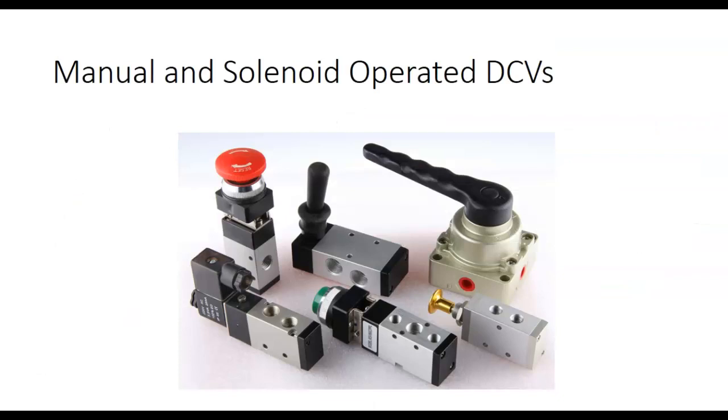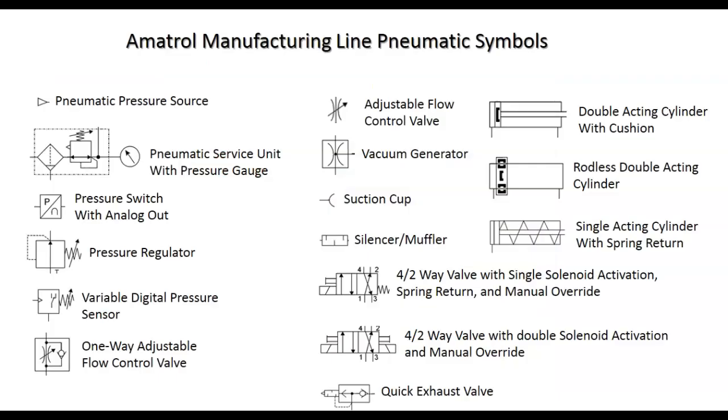So let's see. So these are some valves. Unfortunately, all I've got is one solenoid control valve. All the rest of them are manually controlled valves. Our e-stop is a little different. So they've got an actual e-stop up there. So this is our manufacturing line.